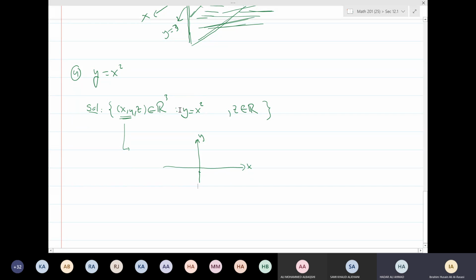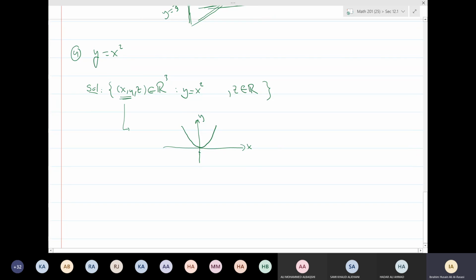A parabola, exactly. It is a parabola in the xy plane. So all the possible values of x and y are all points in the parabola y equals x squared. So this is the graph in the xy plane.